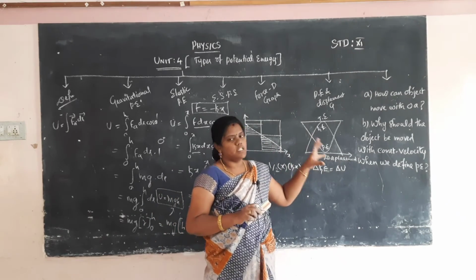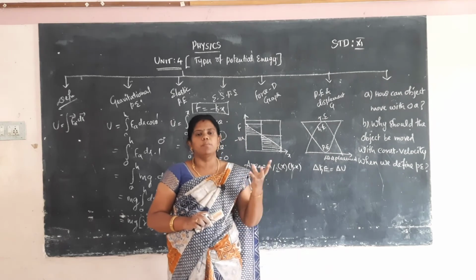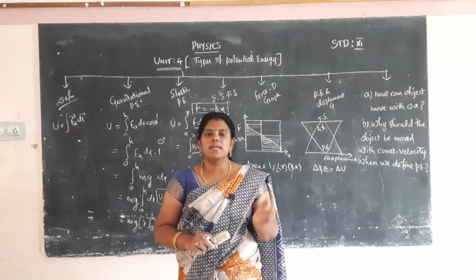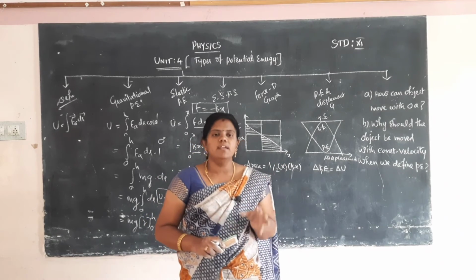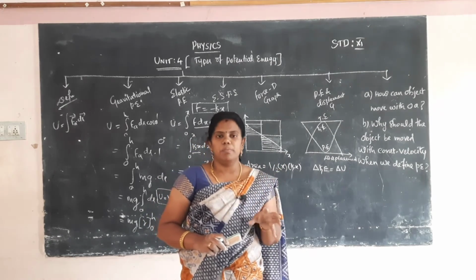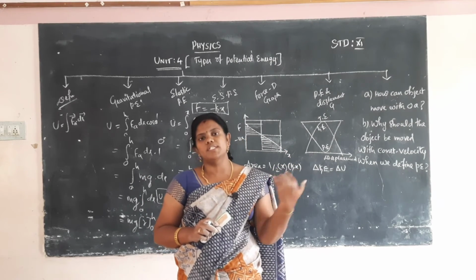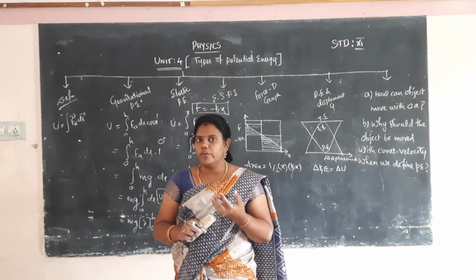How can it move with 0 acceleration? When the object is moving with 0 acceleration, it means the net force is 0, because one force is applied forward and another force is applied on the opposite side of the movement of the object.